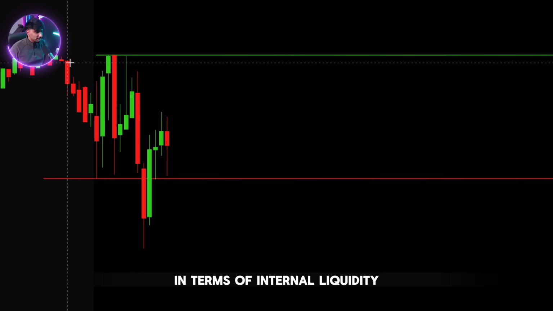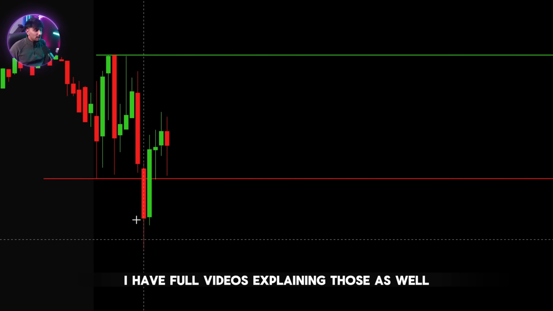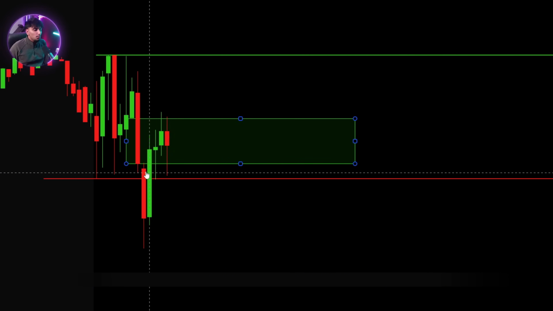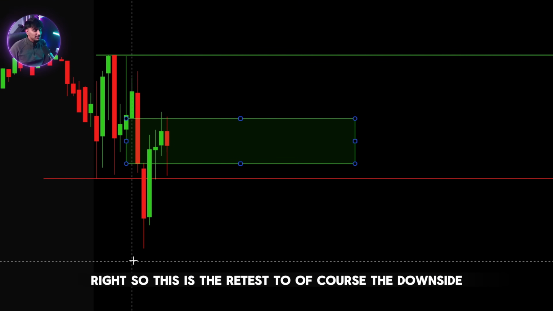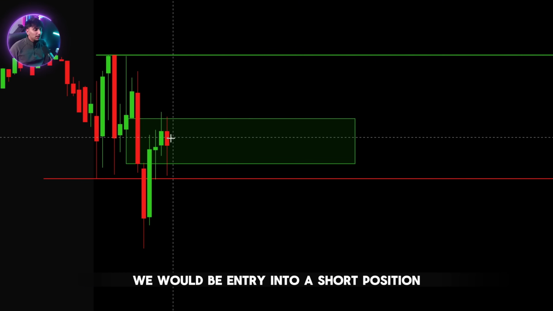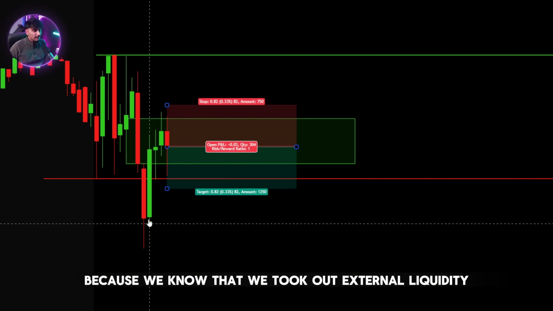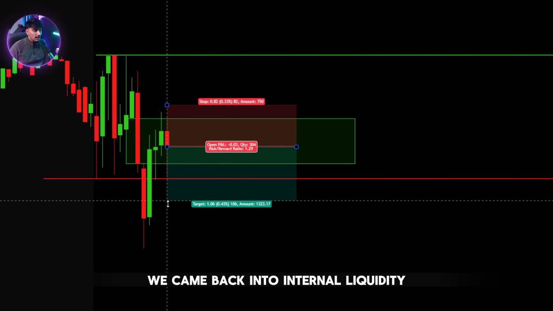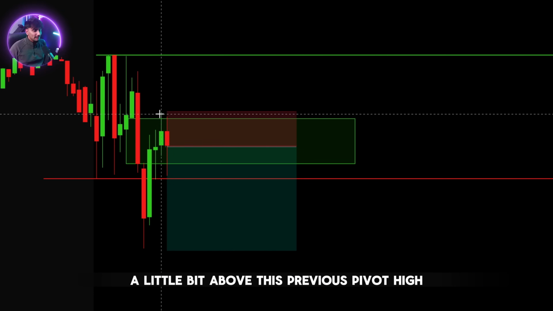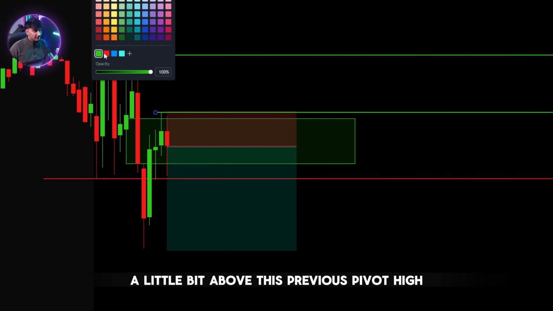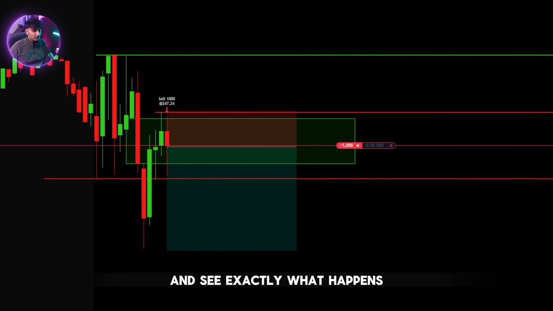In terms of internal liquidity, you could be looking for FVGs or order blocks. I have full videos explaining those as well. But when we come back to retest, we are retesting in that internal liquidity right here, right? So this is the retest to, of course, the downside. We would be entering into a short position because we know that we took out external liquidity, we came back into internal liquidity, and we can simply target just low of day right here with our stop loss a little bit above this previous pivot high. So let's enter into a short position and see exactly what happens.